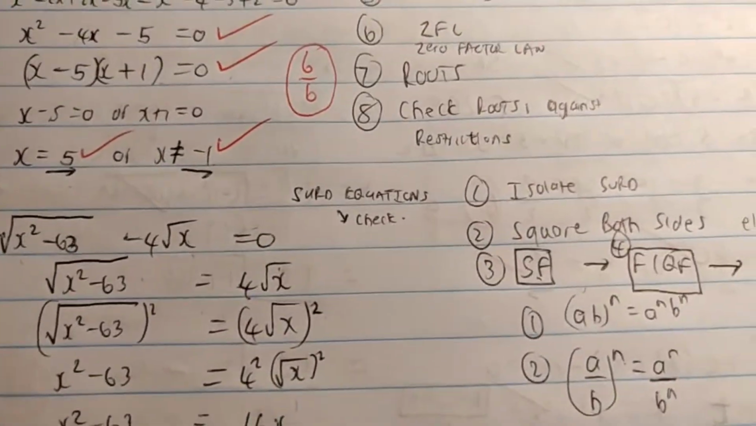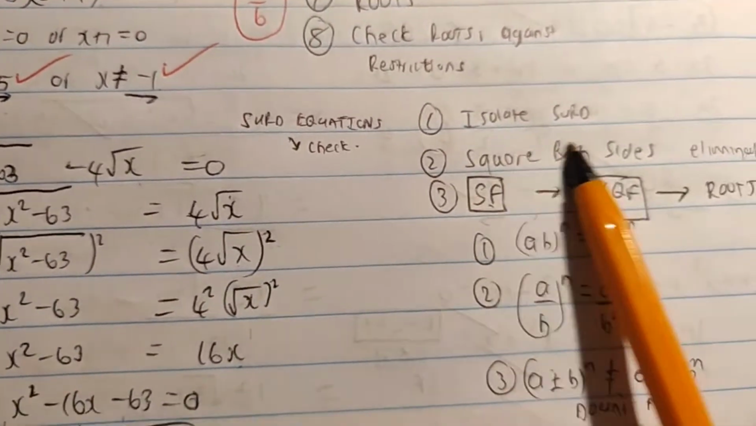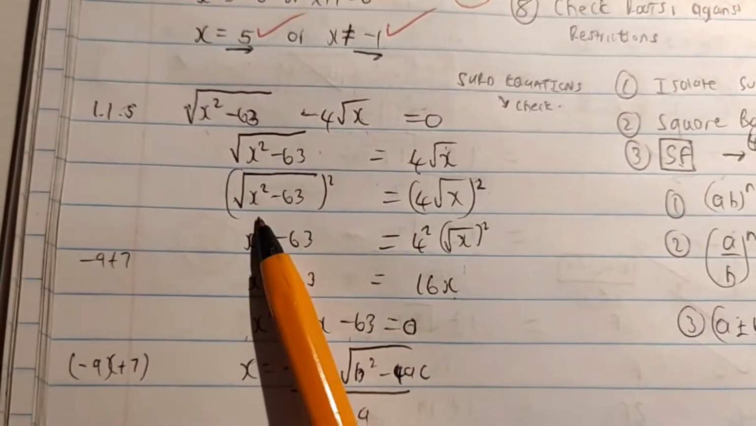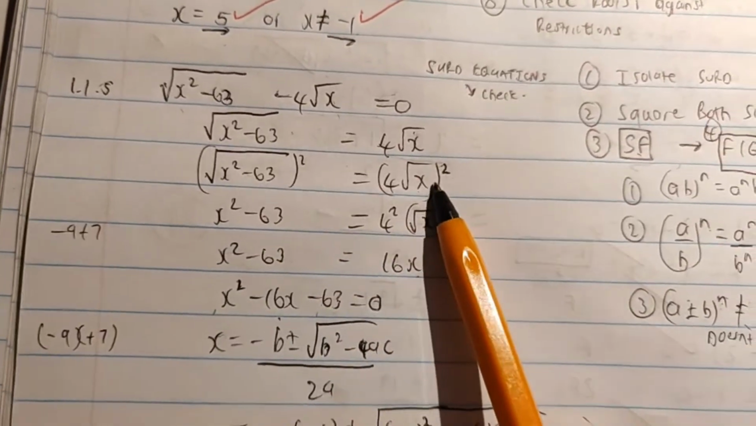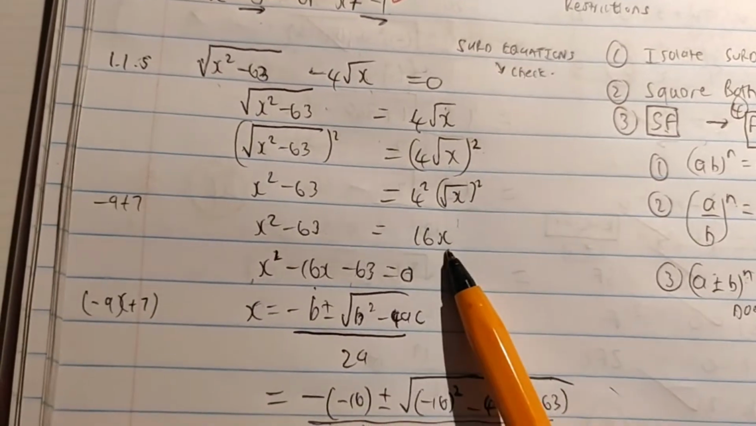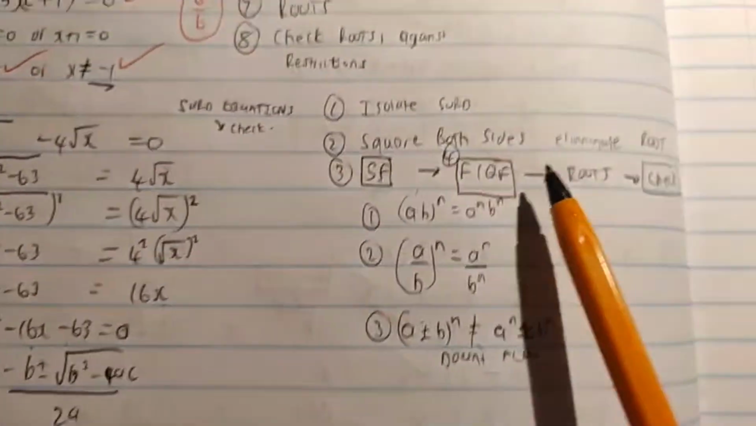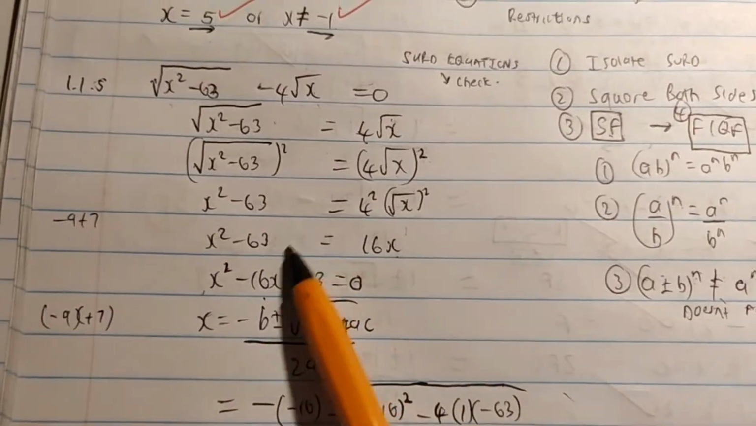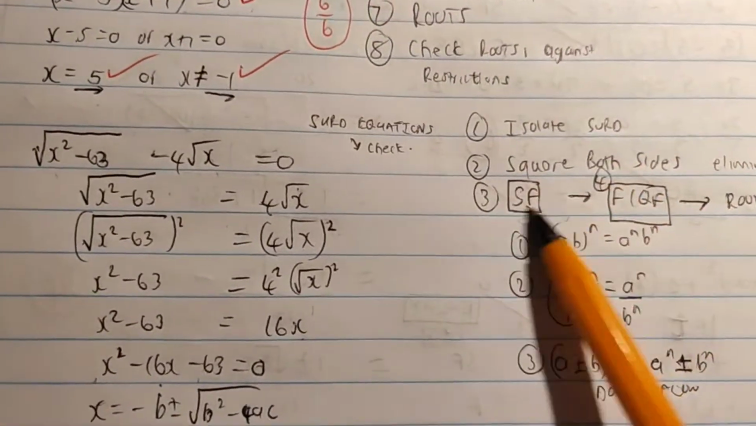So for surd equations, you first isolate the surd, as we did here. You square both sides. Why? To eliminate the root. So we squared both sides, and immediately the root was eliminated on the left. And then here, the square was applied to 4 and to the root. We got 16x. So the root was eliminated on the right as well. Then after that, we try and get standard form. Transpose the 16x: x squared minus 16x minus 63 is equal to 0. We get the standard form.